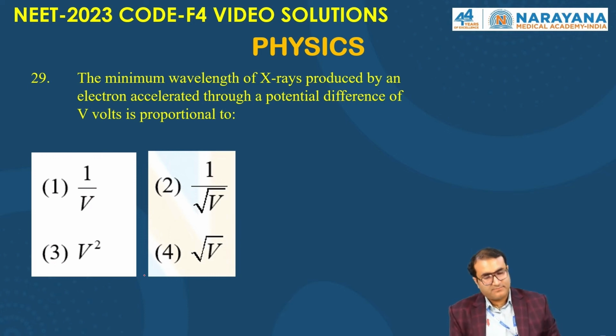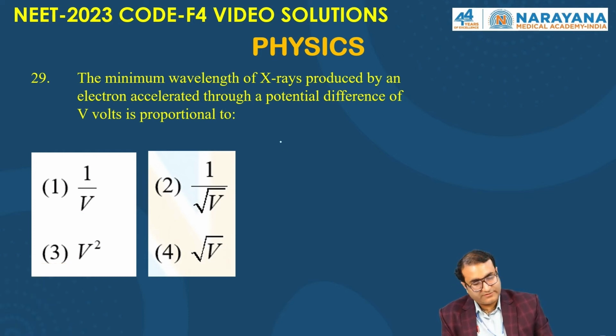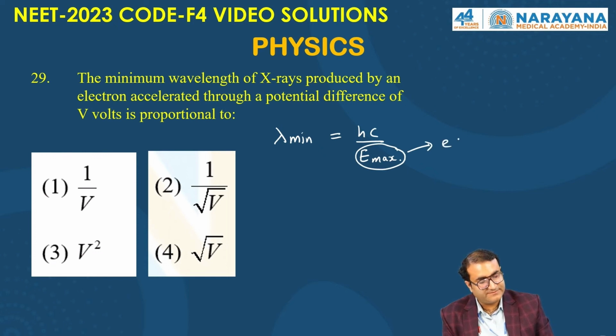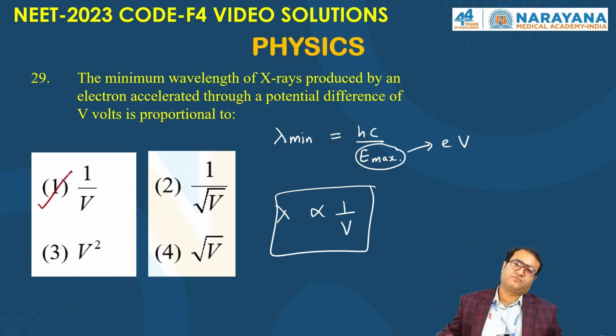Question number 29. Minimum wavelength of X-ray produced by an electron accelerated through a potential difference of V volt is proportional to. We have a formula, minimum wavelength is hc by E maximum, which is charge into the potential difference. So lambda is directly proportional to 1 by V. We'll go with the first option here.